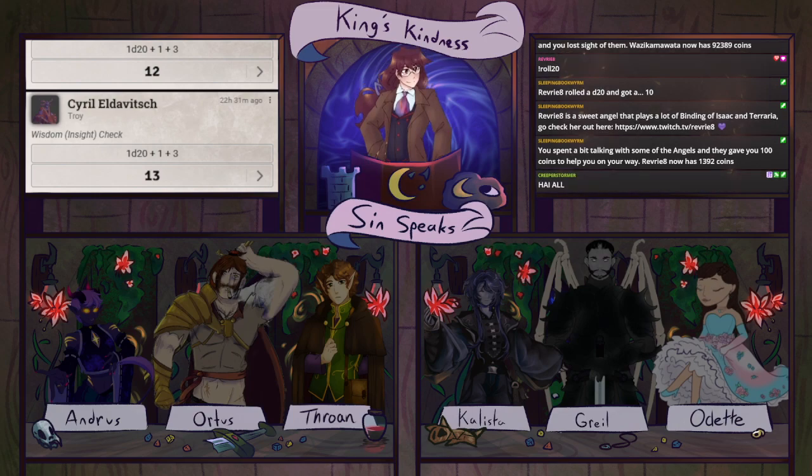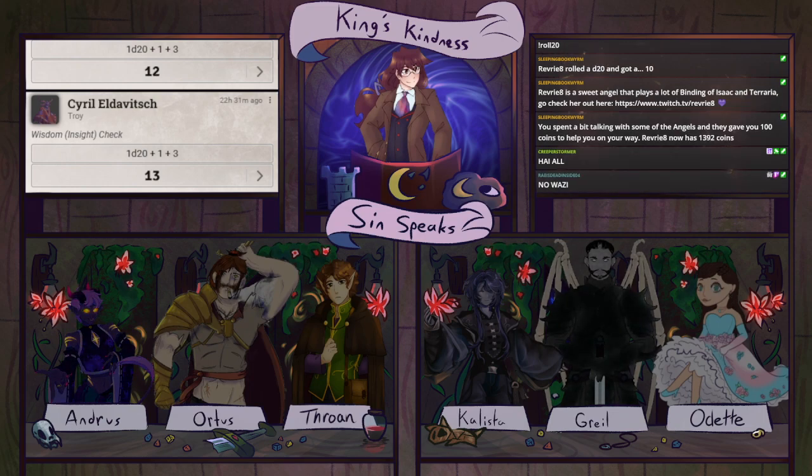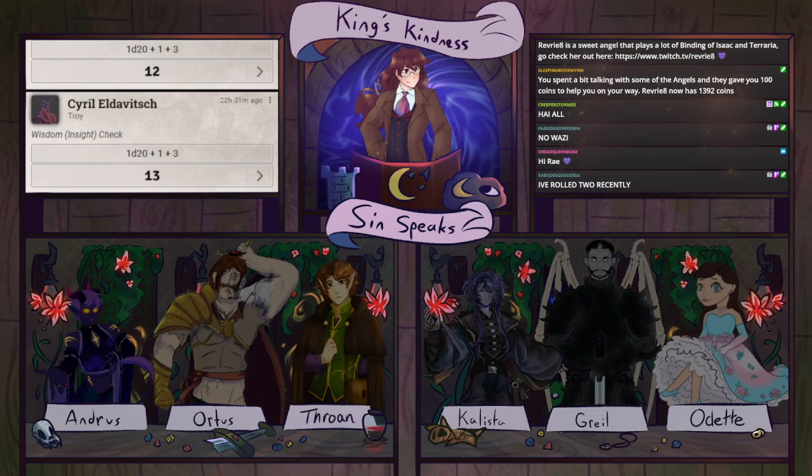So the prompt for today, which we'll be starting with Andros, as we're going left to right, and then next week we'll go right to left. The prompt is: Andros, what is a decision or moment that your character replays in their mind, and why is it stuck there?